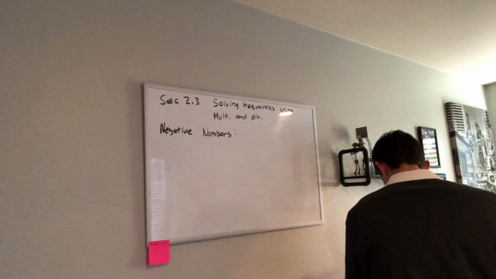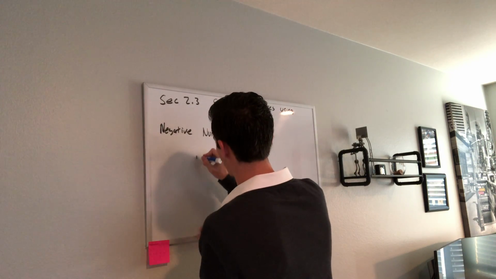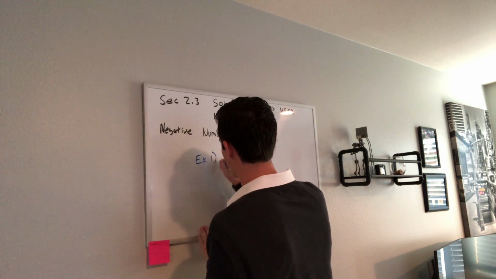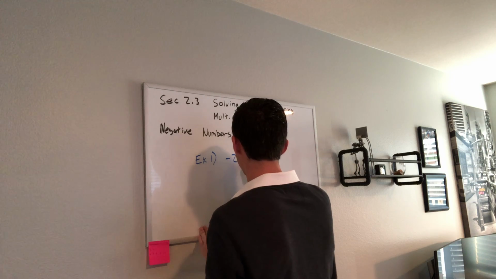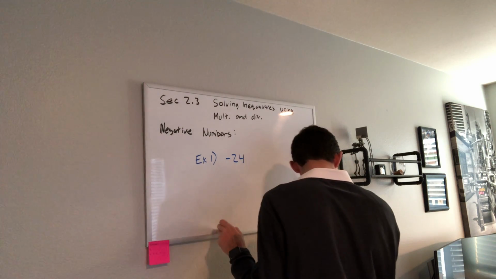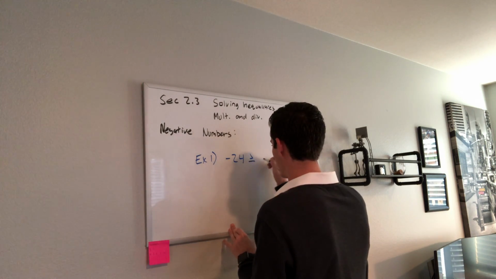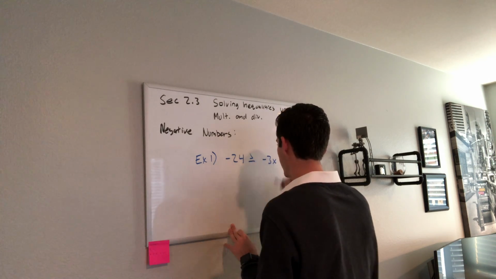So example 1. We have negative 24 is greater than or equal to negative 3x.